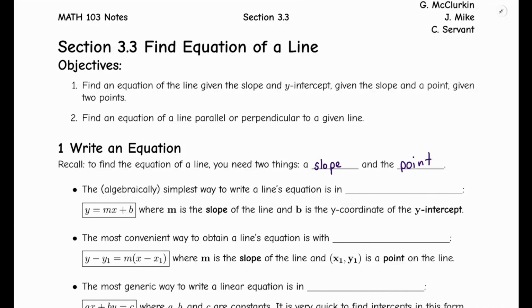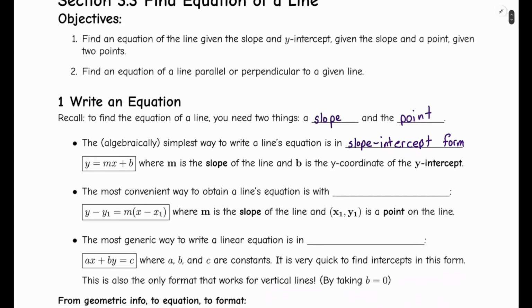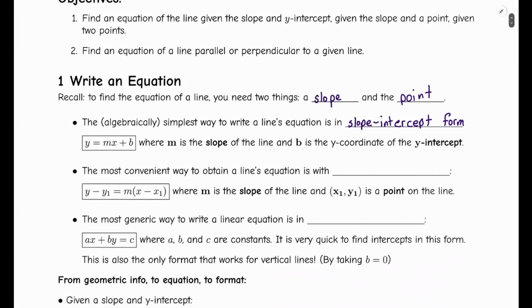The algebraically simplest way to write a line's equation is in slope-intercept form. y equals mx plus b, where m is the slope of the line and b is the y-coordinate of the y-intercept. The most convenient way to obtain a line's equation is with point-slope form. y minus y1 equals m times x minus x1, where m is the slope of the line and x1, y1 is a point on the line.